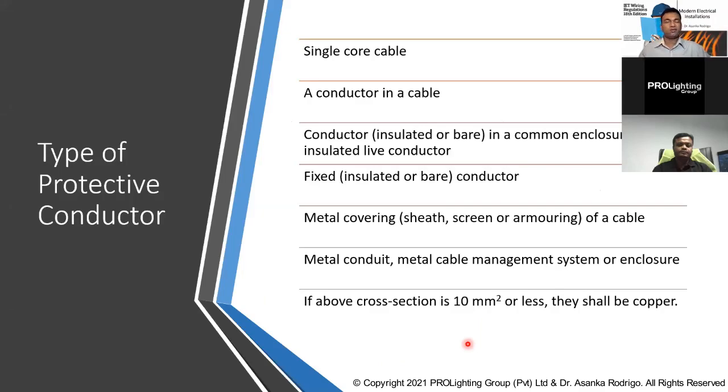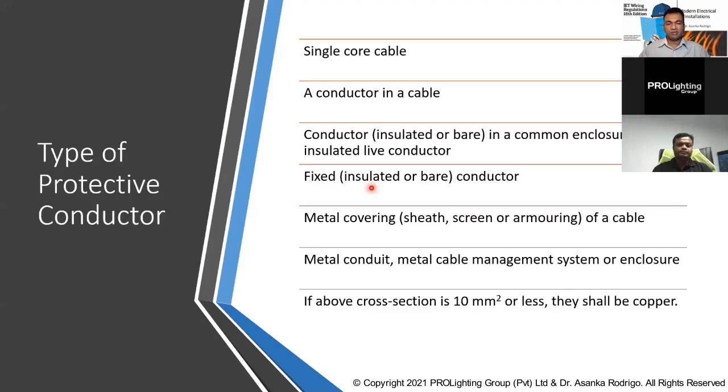And also the standard says that you don't need a separate conductor, but you can use even a building component or any other material as your protective conductor. For example, it can be a single core cable, or any other conductor in a core or cable. That can also be used as a protective conductor, or even a conductor in a common enclosure, or a fixed conductor or fixed insulated bar as the protective conductor, or even a metal covering. Sometimes we have an armor or sheath or screen, so that can also be used as the protective conductor.